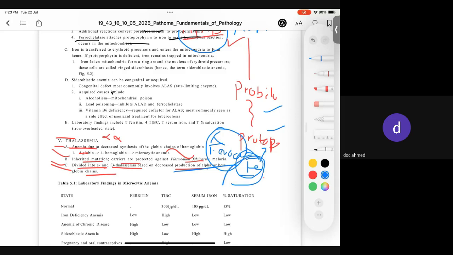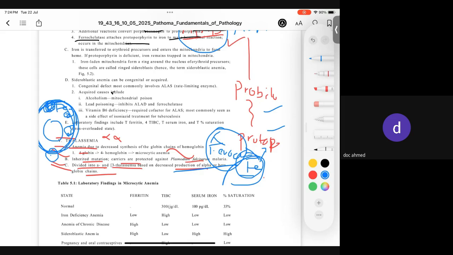So what this iron is going to do sometimes is stay within the mitochondria. If this is your mitochondria, it would just keep on staying there. But as the protoporphyrin is not made, sometimes these mitochondria filled with iron can accumulate and surround your entire nucleus, giving you a ring sideroblast. Does it make sense? Iron waiting there in the mitochondria forms a ring around your nucleus. That's called a ring sideroblast.